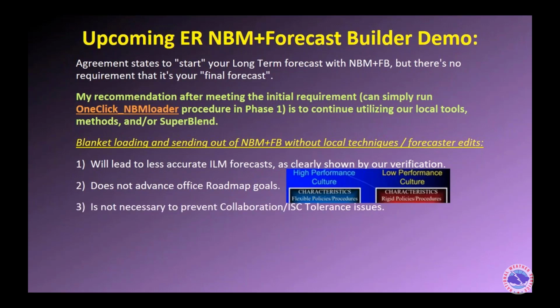Another thing is blanket loading of the MBM is not necessary to prevent collaboration ISC tolerance issues. Again, it's very important that we're focusing on collaboration. However, as I said, the Contour and the Super Blend are rarely different enough to cause collaboration issues.